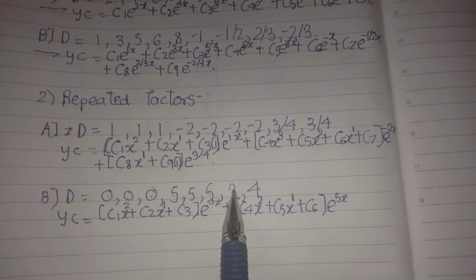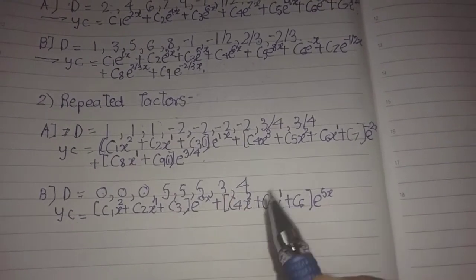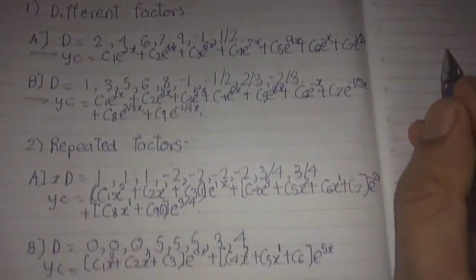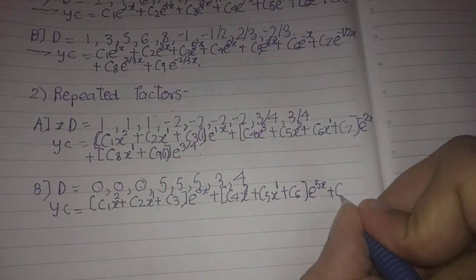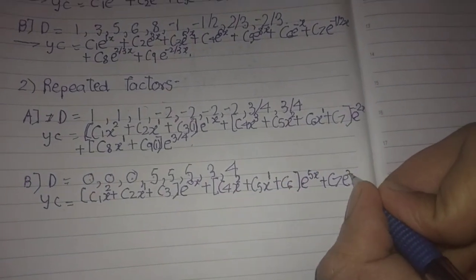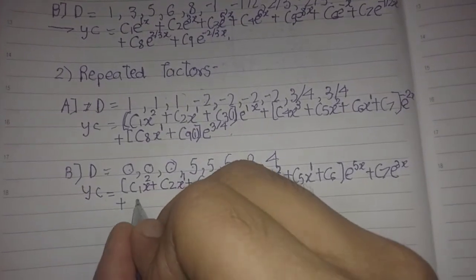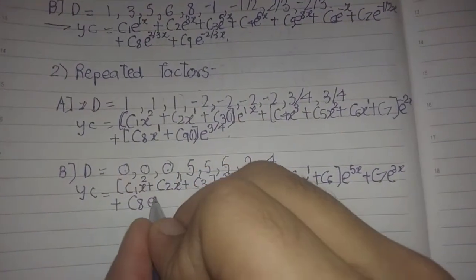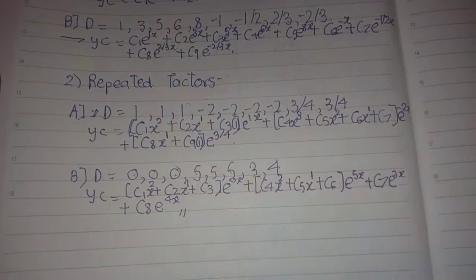And now here these both terms are not repeated, they are different. So as we have solved in the previous sums, we are going to write c7 e raised to 3x plus c8 e raised to 4x. This is the final answer.